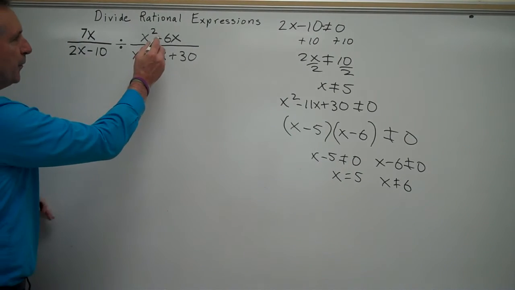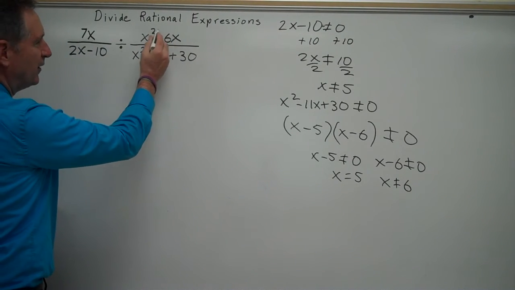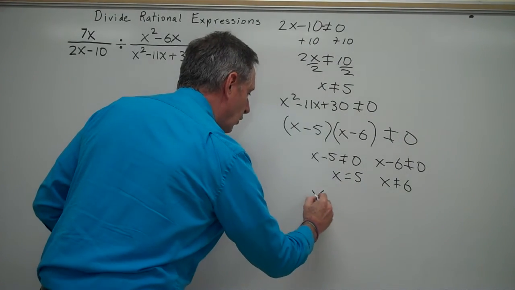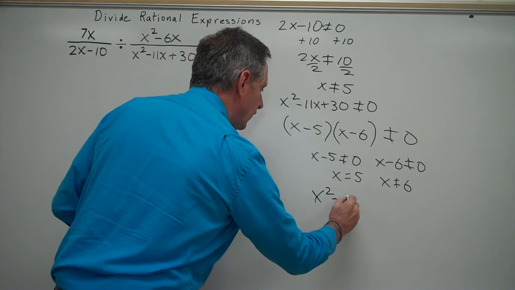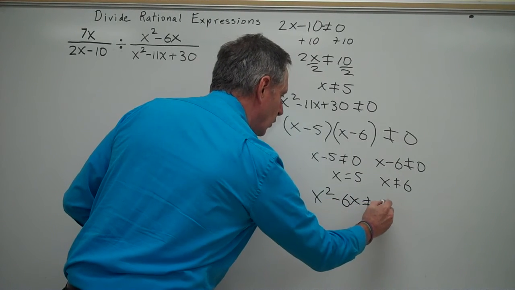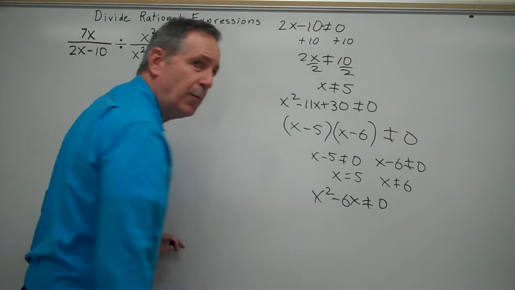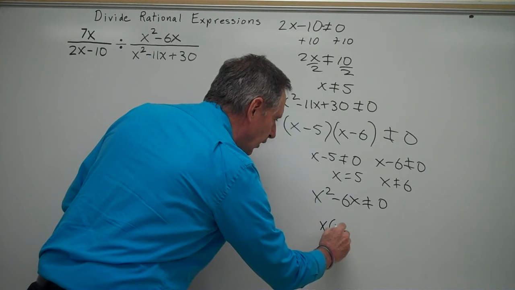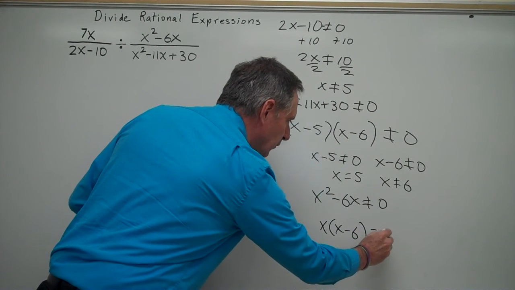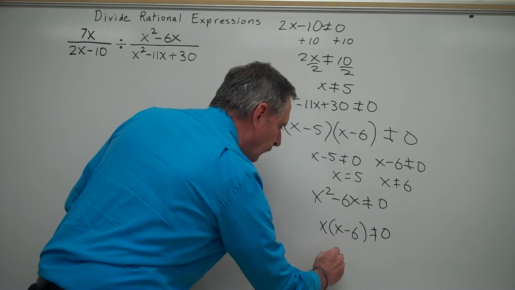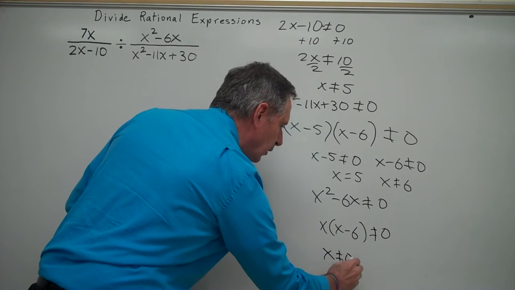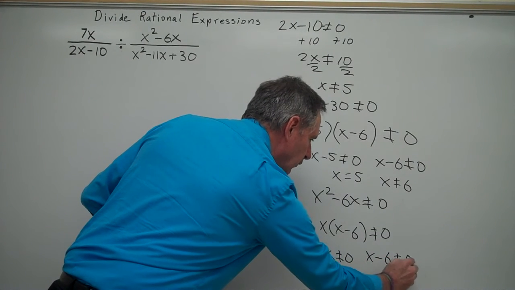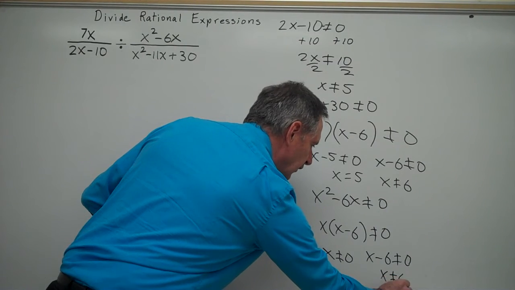And also, this x squared minus 6x cannot equal 0 either. And I'm going to explain why that is the case shortly. So x squared minus 6x cannot equal 0. And so factoring x squared minus 6x, the common factor here is x. So x times quantity x minus 6 cannot equal 0. So therefore x cannot equal 0, and also x minus 6 cannot equal 0, so x cannot equal 6.